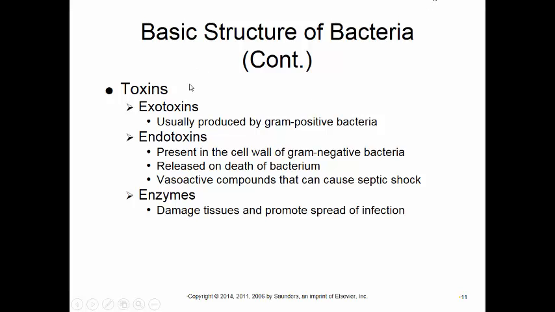And then we have enzymes that the bacteria can produce that can damage tissue and spread infection.